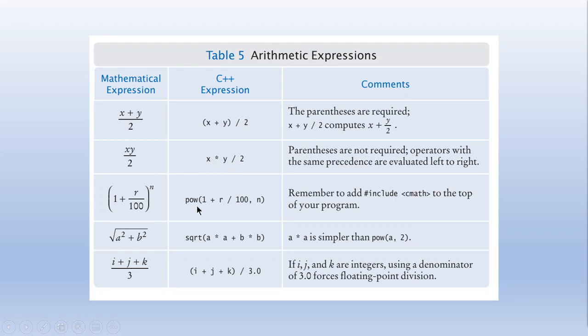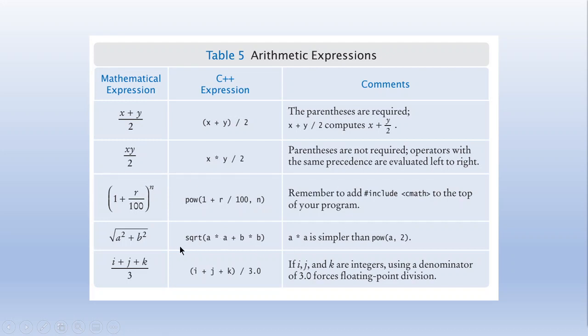Here, if we want to raise something to a power, we have to use the pow function. There are two parts to the pow: the first is an argument for the base, and the second is an argument for the exponent to raise it to. So you can see here that if we take 1 plus r over 100, we're going to pass that entire expression in the parentheses as the base and raise it to a power of n.